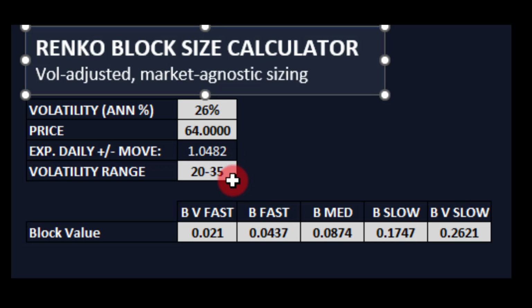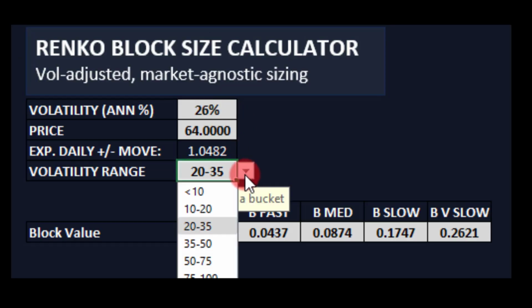We need to put that into a bucket. And why do we need to do that? Because different markets trade in different scenarios. For example, FX may be around or under 10% annual volatility. You trade in crypto, some stocks can be over 100%. So we need the right bucket for that moment in time for the market you're trading. So 26%, we click on here, we try and find the bucket that it falls between, 20 and 35. If it was like 60%, it would fall in the 50 to 75 bucket.